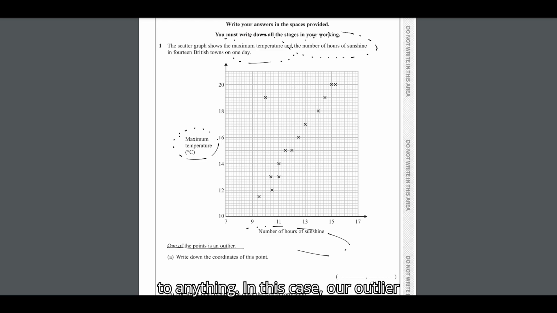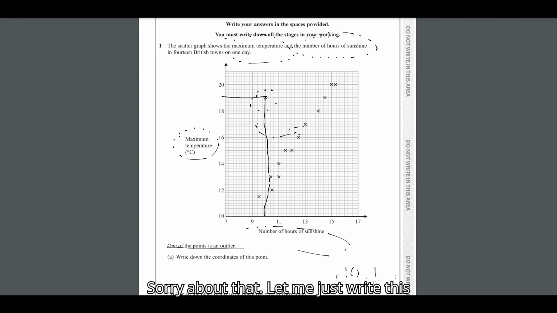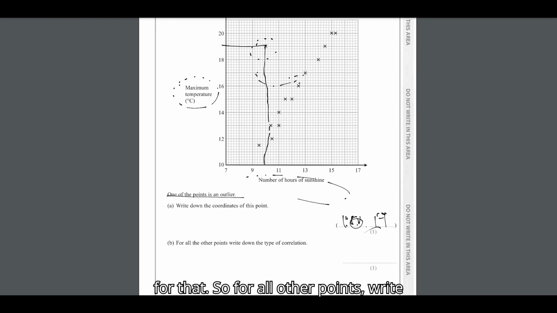In this case, our outlier will be this point highlighted there. This point is not relevant to the positive correlation as seen here. Hence, this point will be our outlier. Thereby, if we read it off, that will be 10 and that will be 19. So 10 will be on the x-axis, whilst 19, sorry about that, let me just write this again. 19 would be on the y-axis. There we go. And that will be our first question, in which we'll get an easy mark for that.